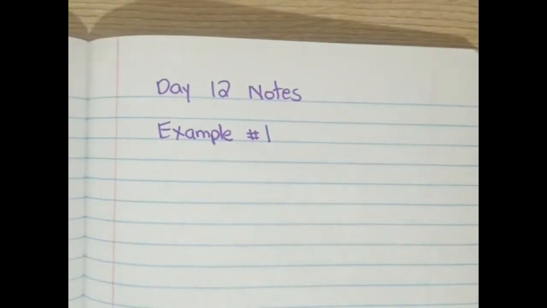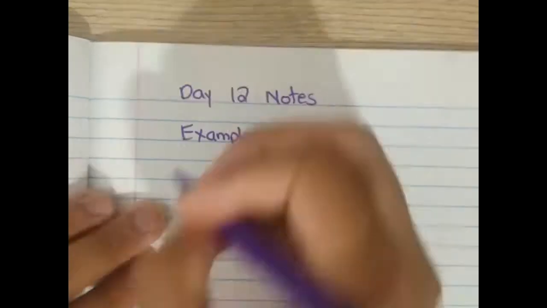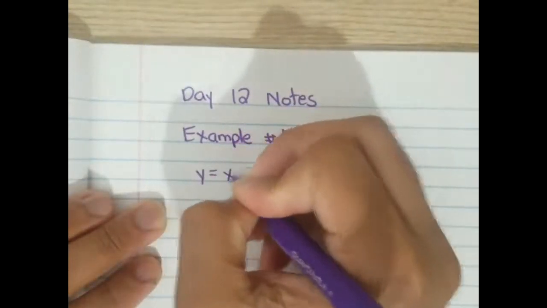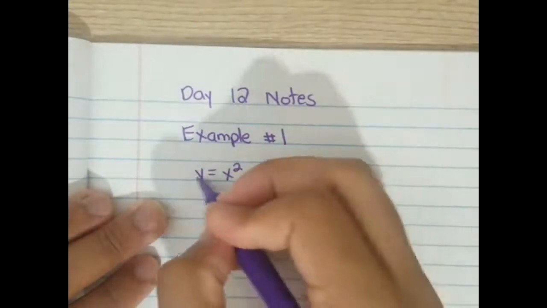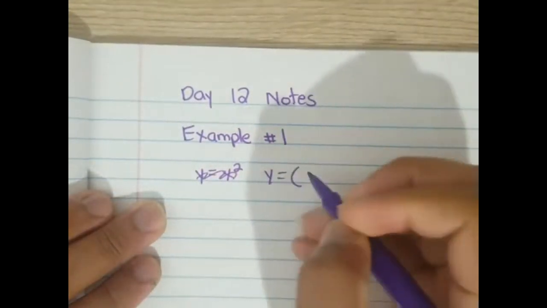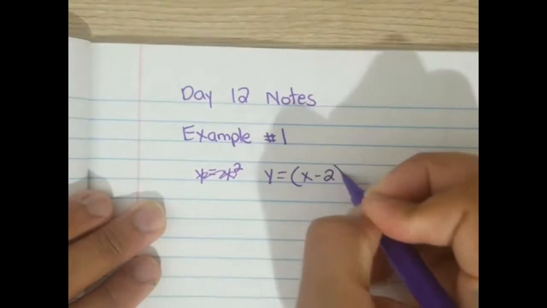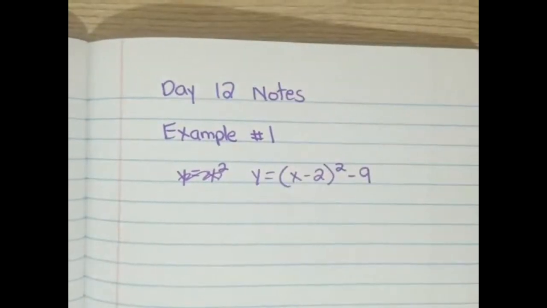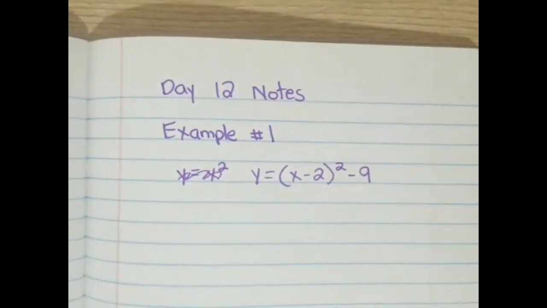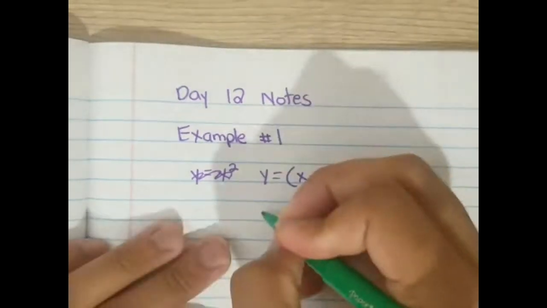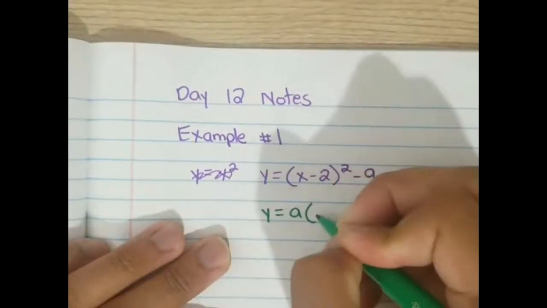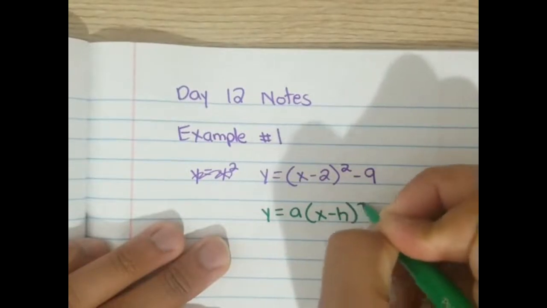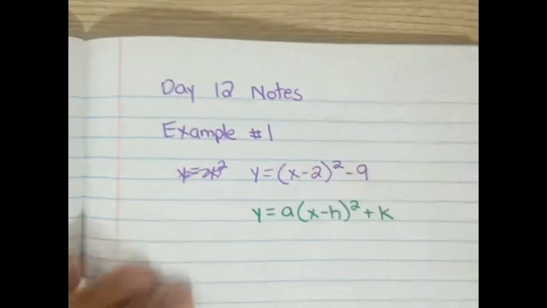So example one is, let me write it down. Oh, can't write it down right. It's y equals x minus 2 squared minus 9. So our equation is already in vertex form. And we know that vertex form is a times x minus h squared plus k.